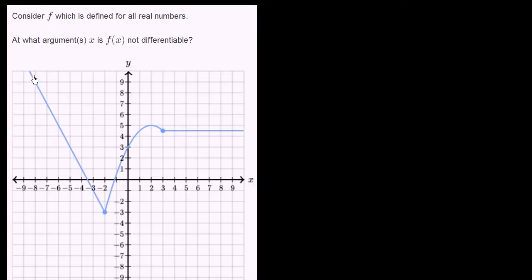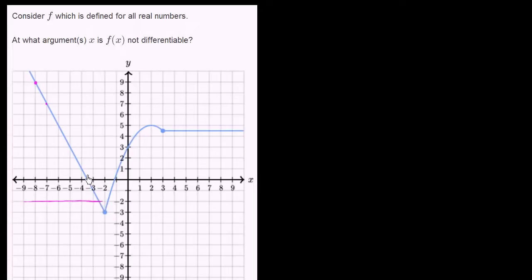So if we look at f of x right over here, it looks like its slope is pretty much consistently -2 over this interval between x equals, I guess it's like -8.5, all the way up to x equals -2. It looks like the slope is a constant -2. So if I were to draw its derivative, it would look something like this.